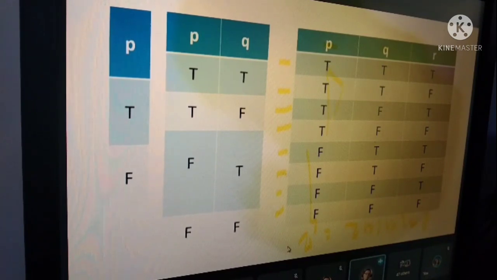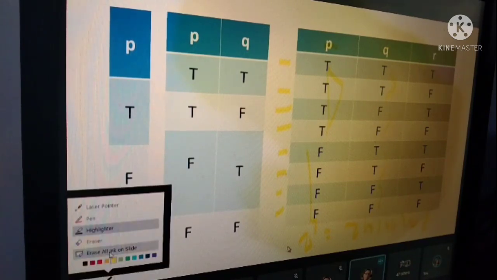Tapos yung 4 na true, hatiin mo sa dalawa. So, alternate true, true, false, false, true, true, false, false. Tapos yung true, true, dahil dalawa to, i-divide mo sa 2 to 1. So, alternate true, false, true, false, true, false, true, false. Okay? So, ganun mag-construct ng truth table.